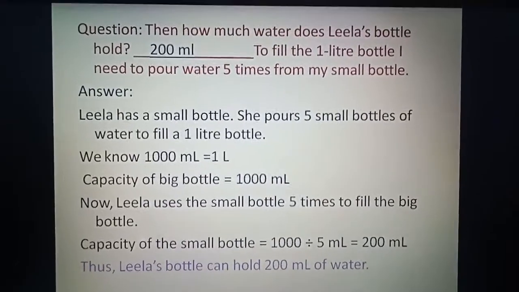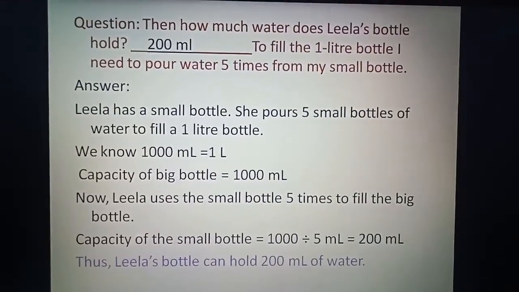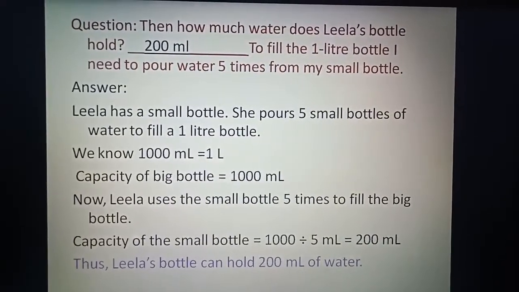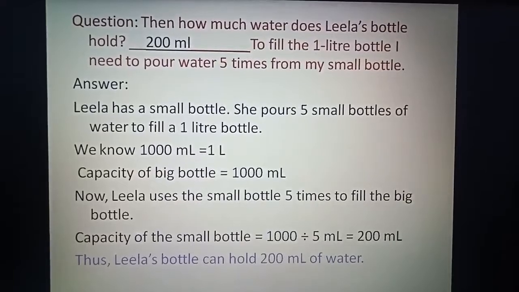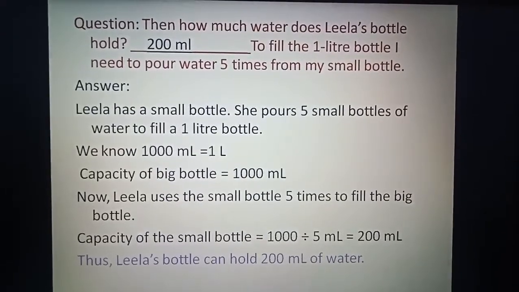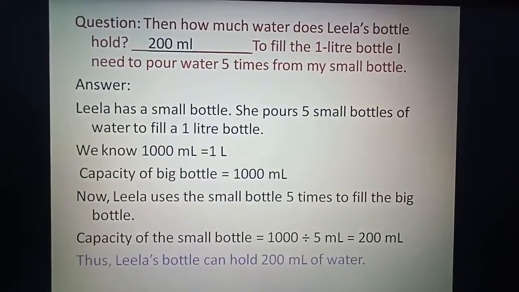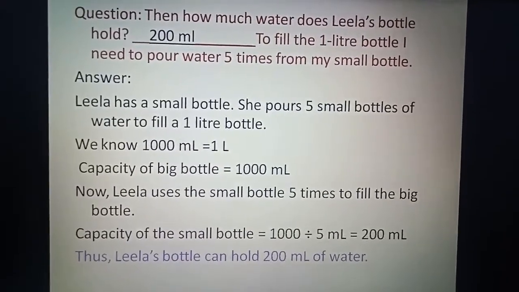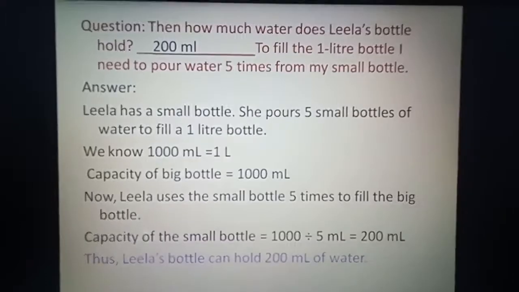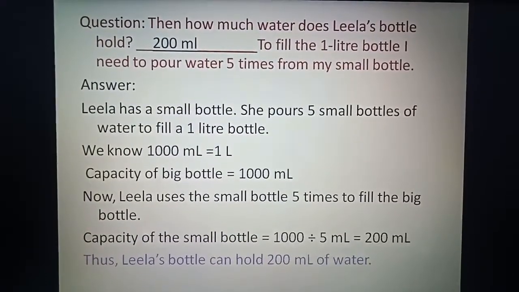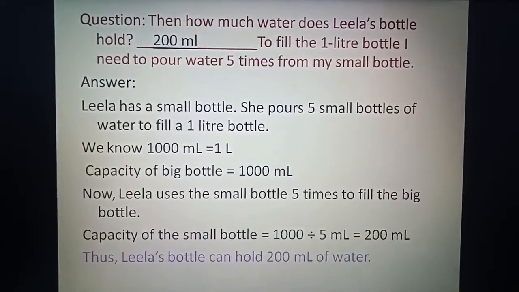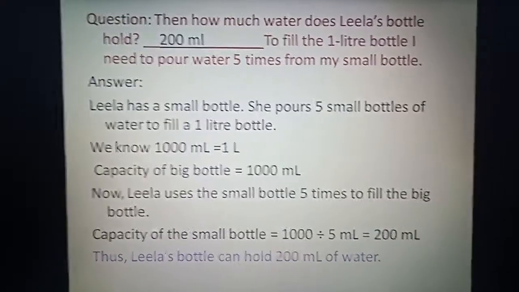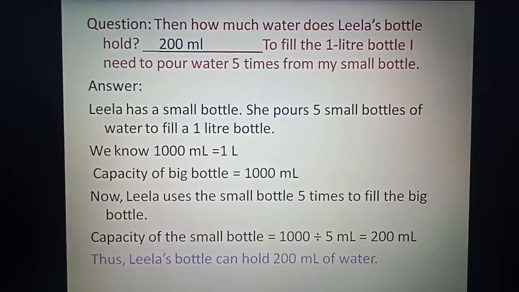We know 1000 milliliter equals 1 liter. Capacity of big bottle equals 1000 milliliter. We all know that. Now Leela uses the small bottle 5 times to fill the big bottle. So capacity of the small bottle equals 1000 divided by 5, because she has to fill 5 times. So the capacity will be 1000 divided by 5. That is 200 milliliter. Thus Leela's bottle can hold 200 milliliter of water.